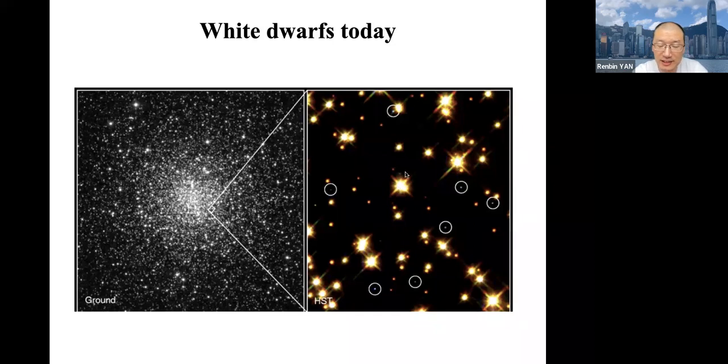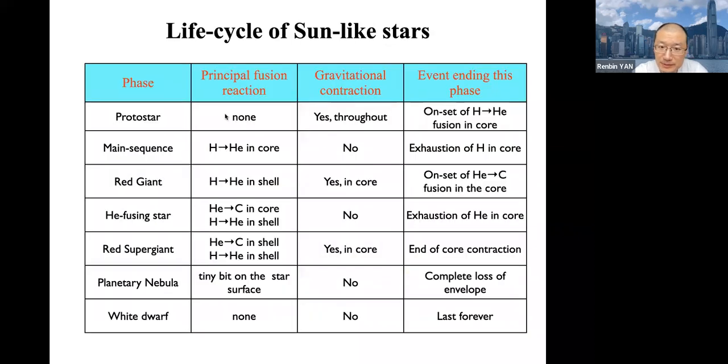So a star of lower mass than the sun will continue to evolve for longer periods of time, but it will eventually also reach the white dwarf stage. Basically, everything that is less than 2 times the mass of the sun will become a white dwarf in the end. And this is the overall table that summarizes the life cycle of sun-like stars. You can see we go through the protostar stage, main sequence, red giant, helium fusing star, red supergiant, planetary nebula, and white dwarf. So these are 7 stages.